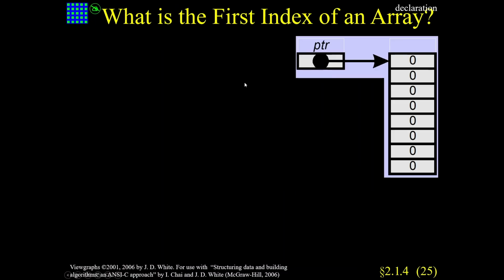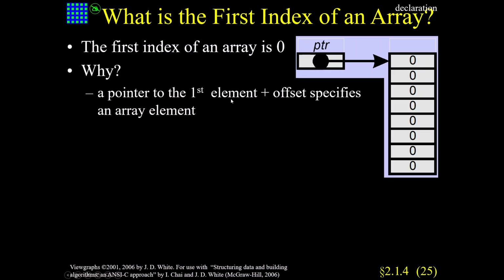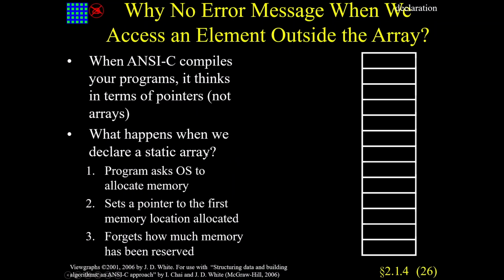Okay, the first index of an array is 0 because arrays are a pointer. Why? A pointer to the first element plus an offset. Right? So the offset is 0, so the index of the first element of the array is 0. And why no error messages when we access an element outside the array?